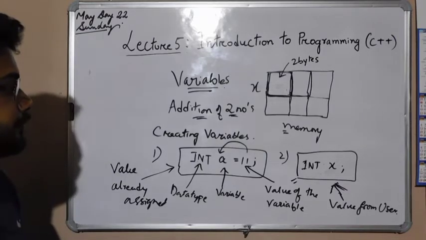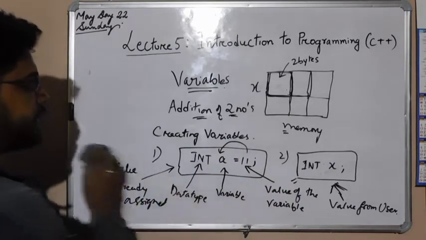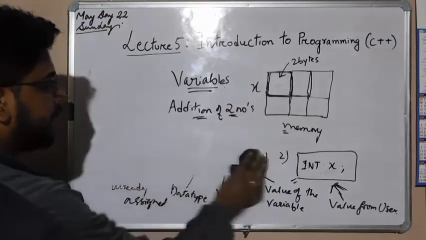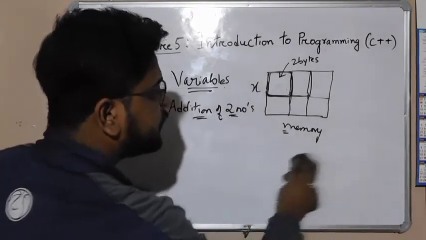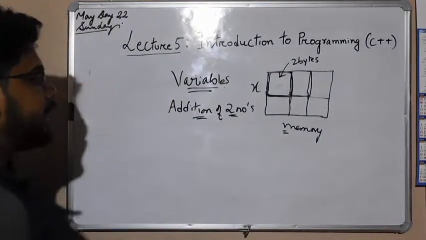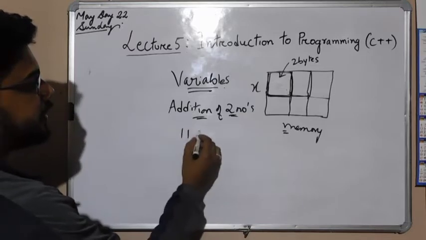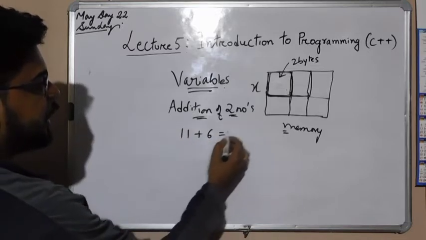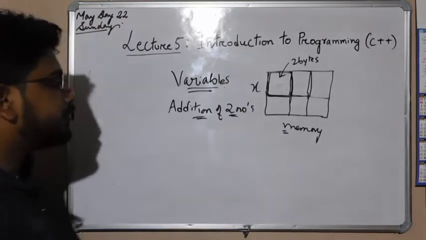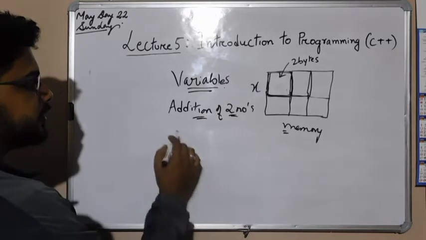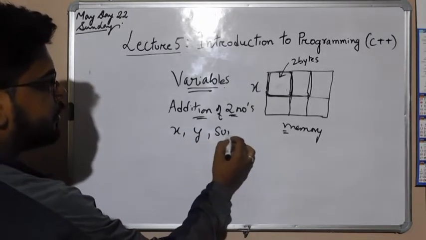Now I hope it is clear how to create variables. Why do we create these variables? Let us go to our basic problem, addition of two numbers. Let's say we have two numbers. As I told you, we cannot simply write 11 plus 6 and give a command to the computer to do this. It will not do it. Instead, we have to create three variables: x, y and sum.